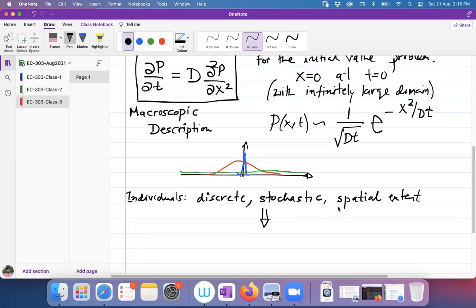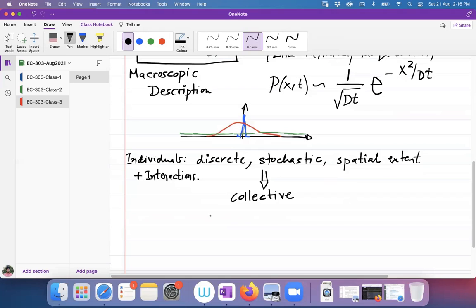And then from these individual rules, and of course there are interactions between individuals. In the context of movement, we haven't spoken about interactions yet. If you put all of that together, what you have is a collective property that determines an ecological system. This collective could be groups, populations, all the way to ecosystems, communities and ecosystems. And when we study this collective, depending on what question we are interested in, we may ignore space.